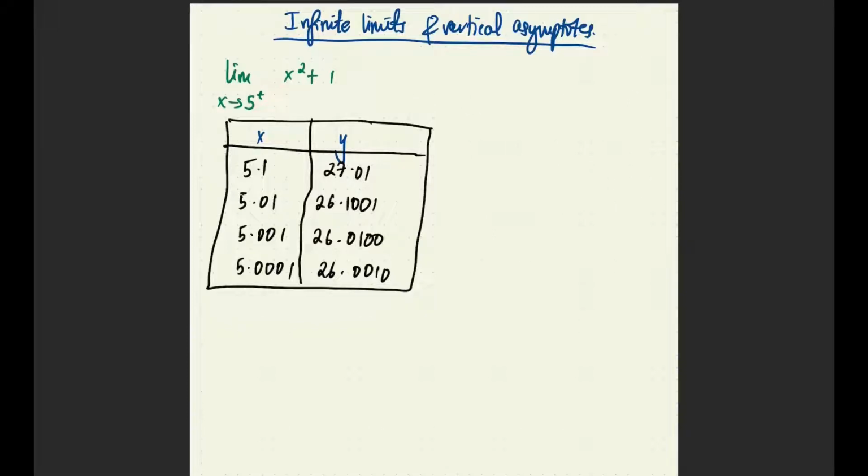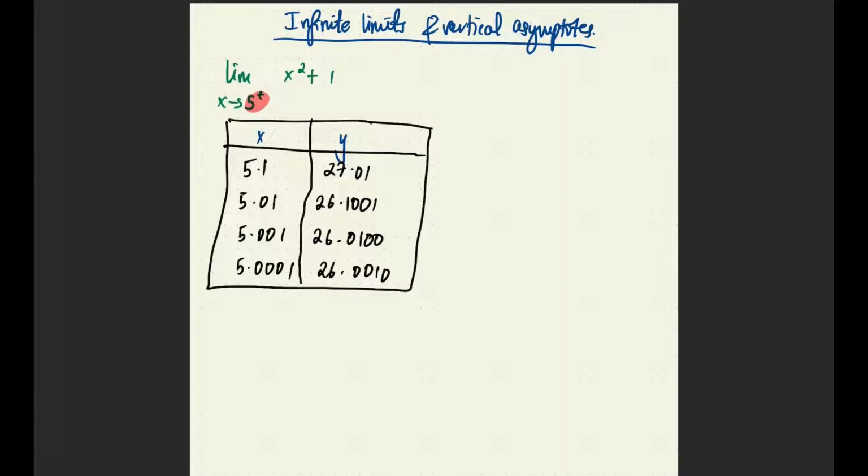So in this video, we're going to look into infinite limits and vertical asymptotes. So we're given the limit as x approaches 5 from the right-hand side of the function x squared plus 1. So this is asking us for a one-sided limit, right? As they're asking us the limit as x approaches 5 from the right-hand side.